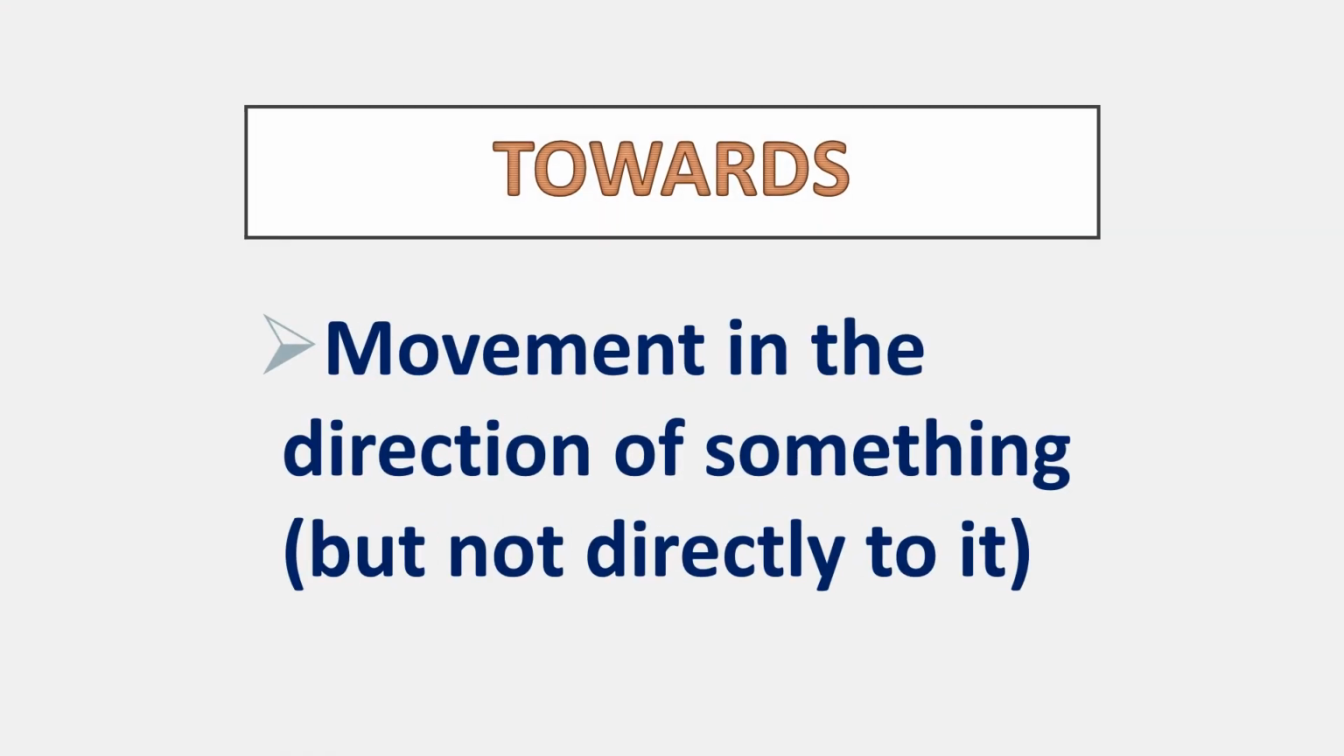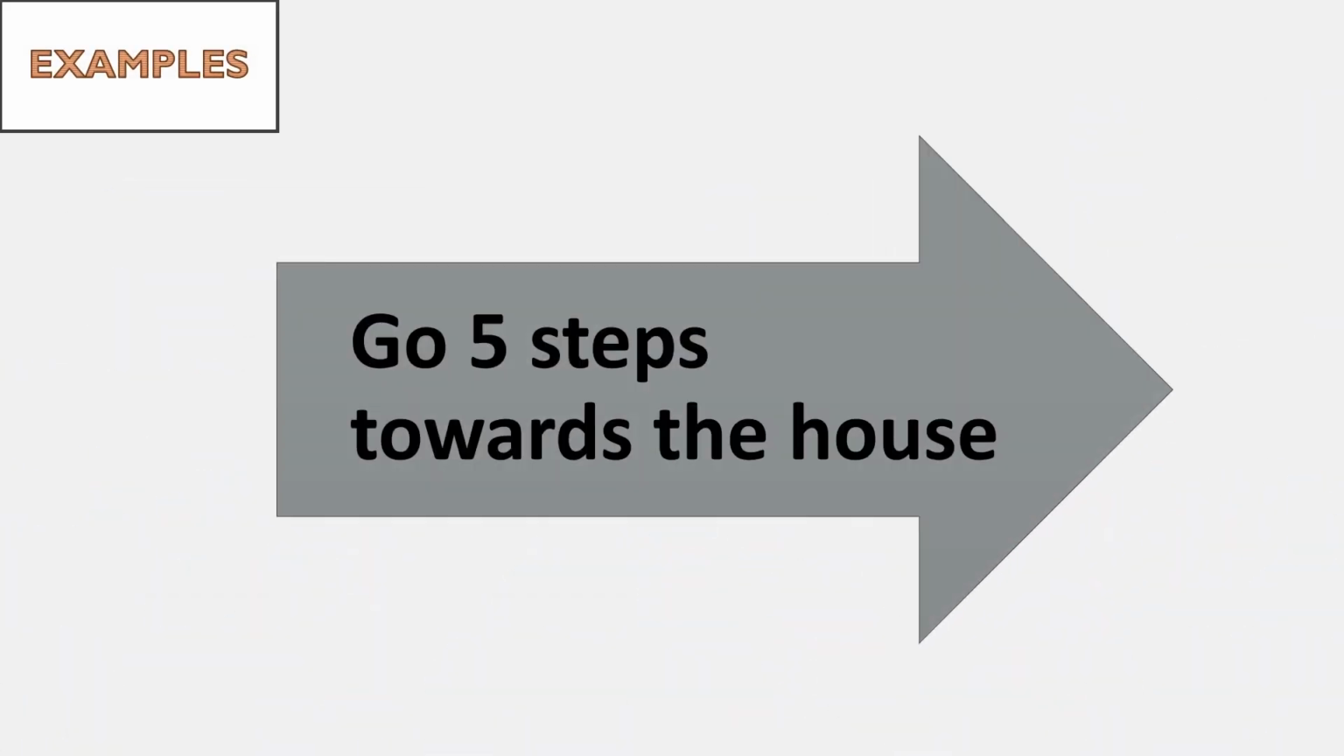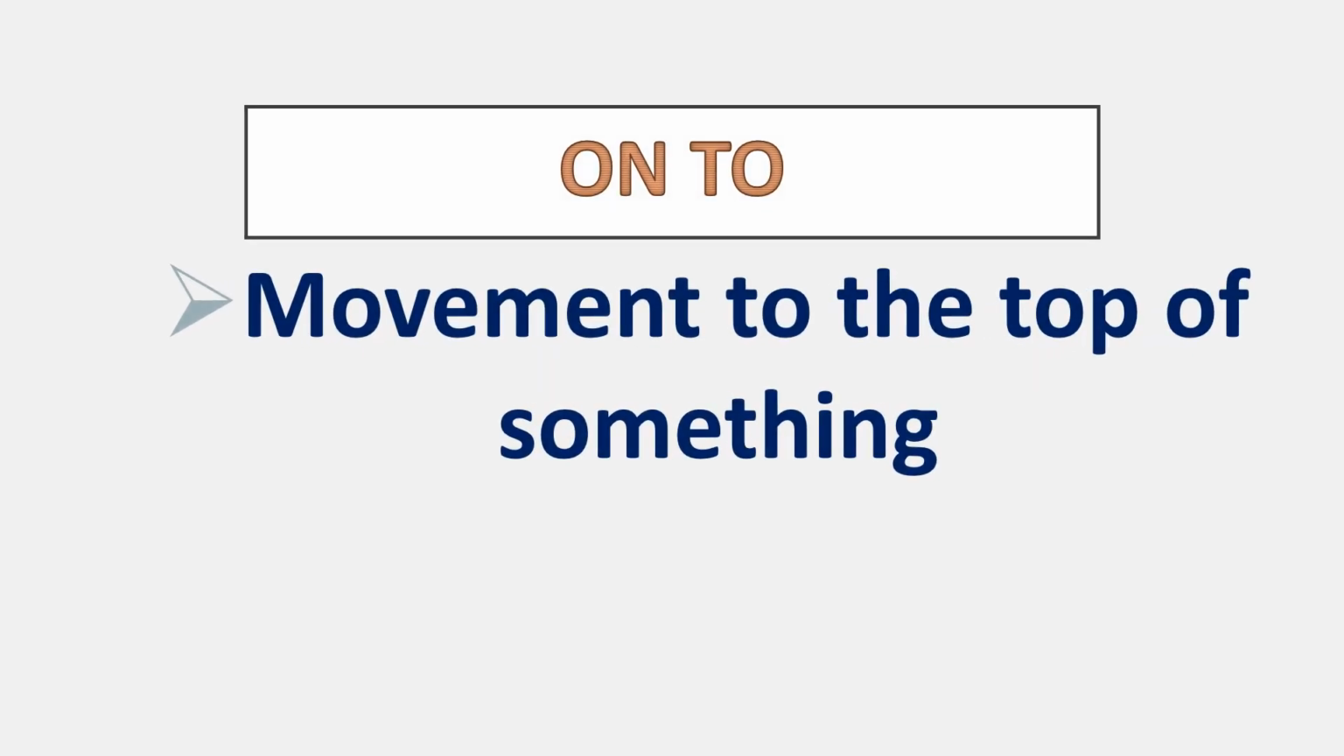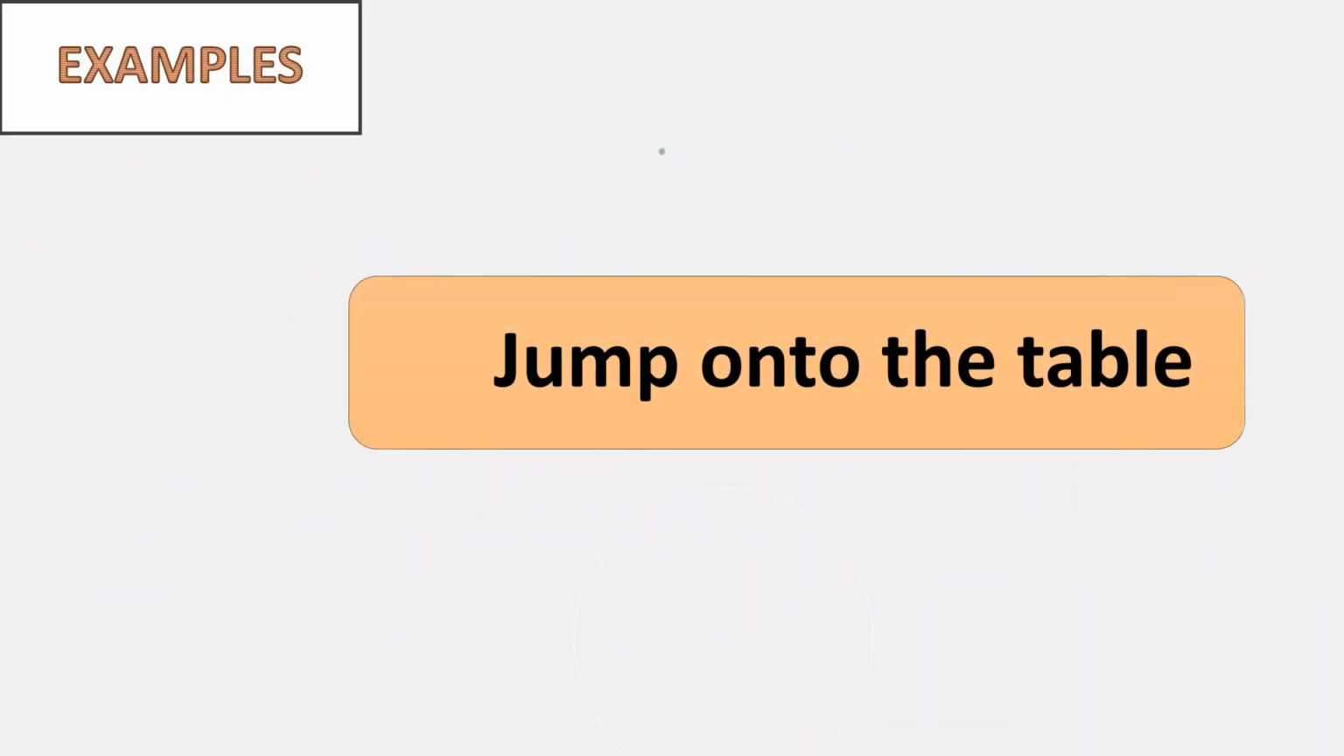"Towards". Towards is used for movement in the direction of something, but not directly to it. For example, go 5 steps towards the house. "Onto". Onto is used for movement to the top of something. For example, jump onto the table.